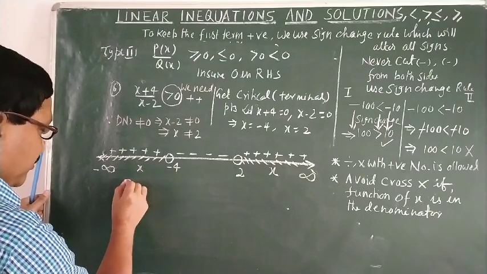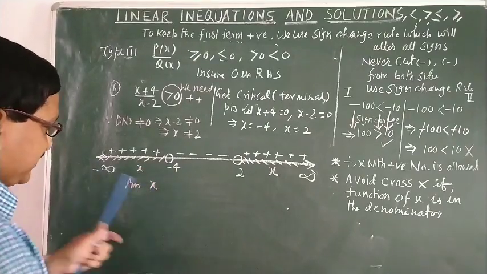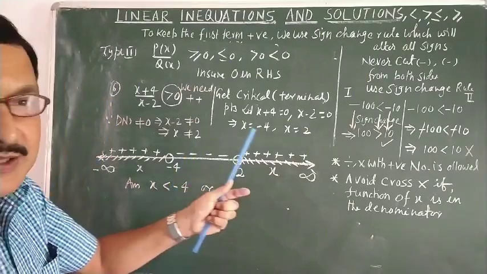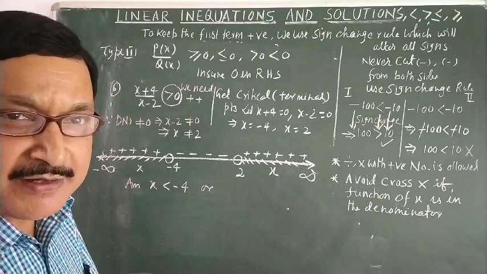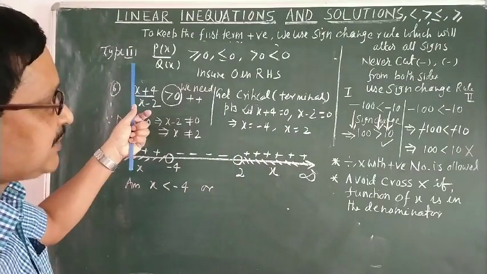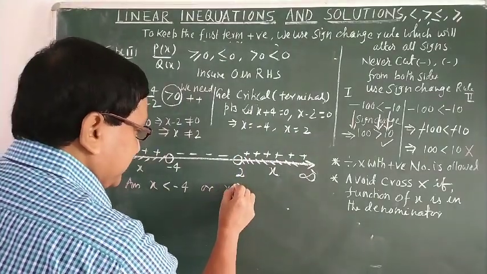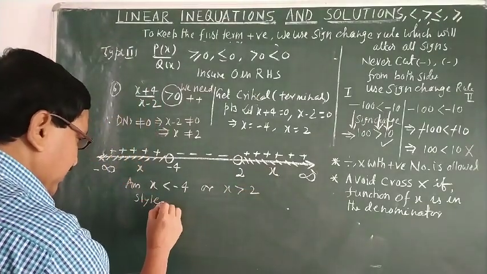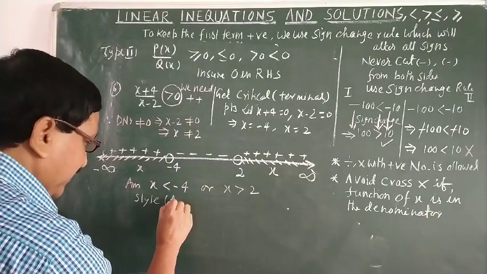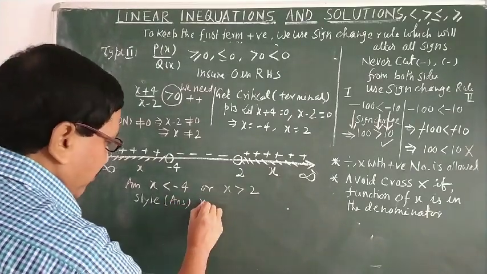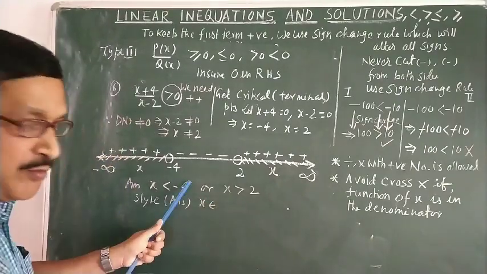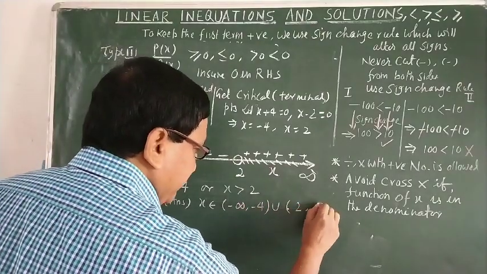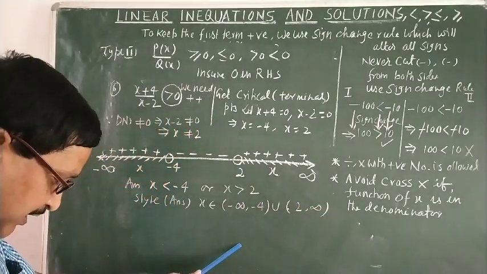x is this side. So the answer is x is smaller than -4. In the previous type I used and, but here we use or for type 3. So x is greater than 2. Now the answer in interval style: x belongs to -infinity to -4, union 2 to infinity. So this is the answer in interval style.